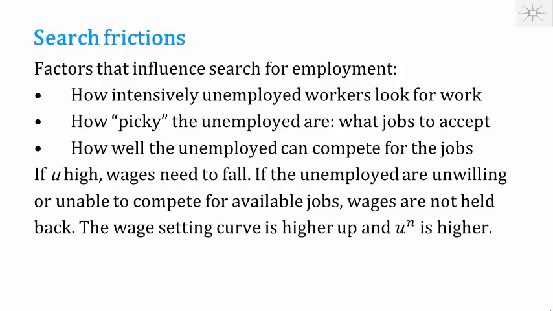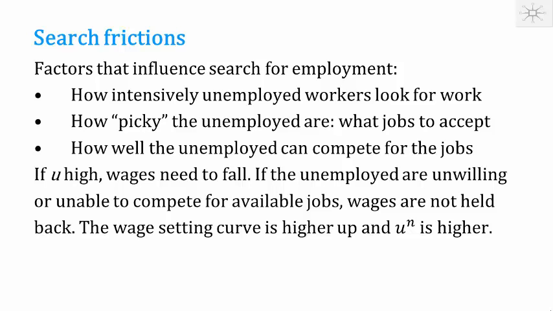So factors that influence the ability of workers to find jobs are how intensely the unemployed workers are looking for work, how picky they are when it comes to what jobs they want to have. If you only apply for very few jobs, then of course your chance to get a job is lower. And also, of course, important is how well the unemployed can compete for the jobs, whether they have the qualifications needed to actually compete for those jobs that are available.